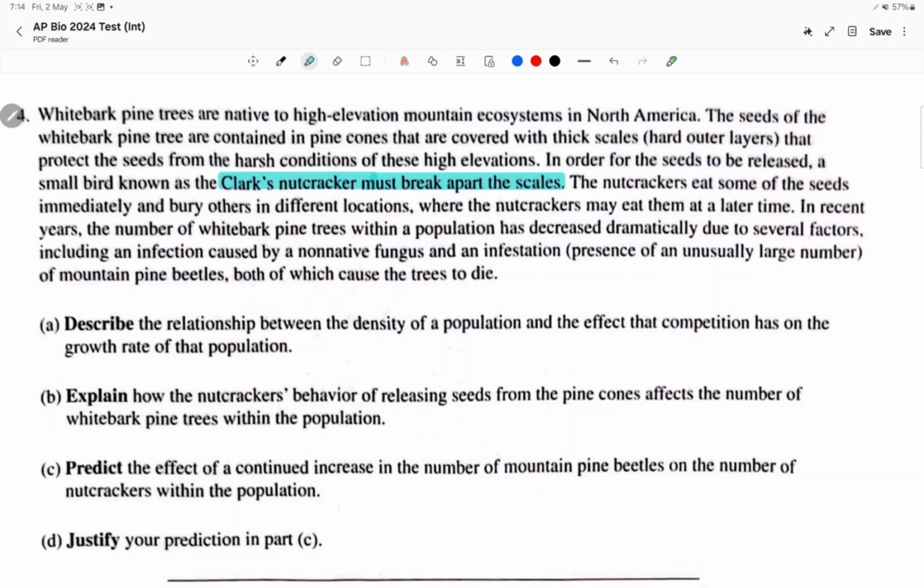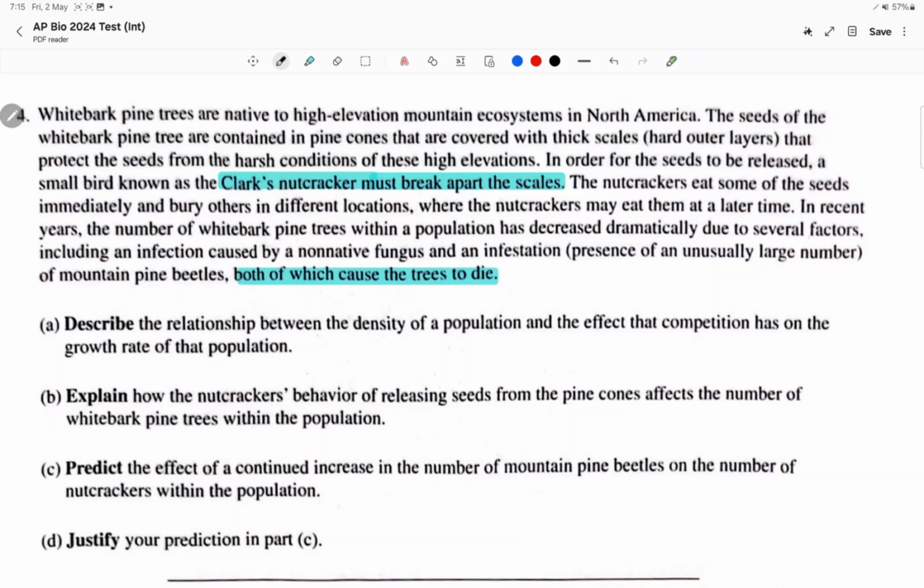In recent years, the number of white bark pine trees within a population has decreased dramatically due to several factors, including an infection caused by a non-native fungus and also an infestation, which means the presence of an unusually large number of mountain pine beetles, both of which will cause the trees to die. Guys, just logically, if you're killing the trees, they're going to have less seeds. And the birds that eat the seeds will now decrease. Would you guys agree?